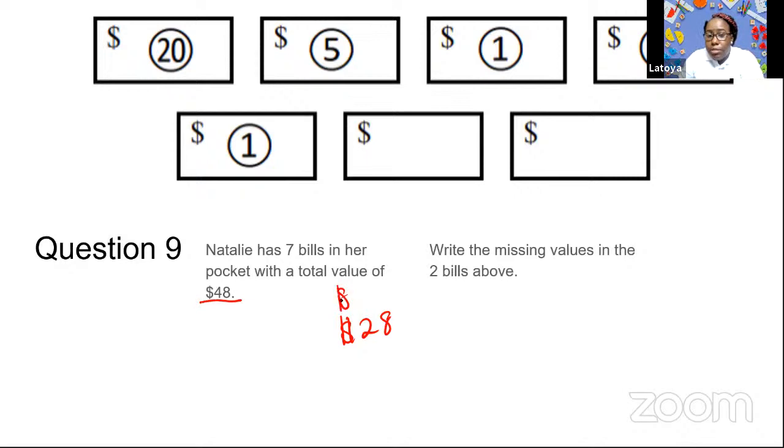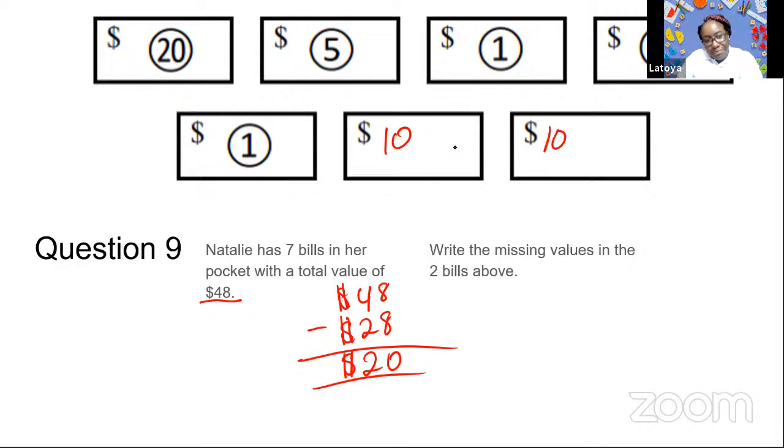How much money does she have? 48. So all we need to do is what? Subtract 28 from 48. 8 take away 8 is 0. 4 take away 2 is 2. So how much money am I getting here? 20. That's very easy. Because instead of using one $20, I have to use 2 bills. So I'll use 2 $10.